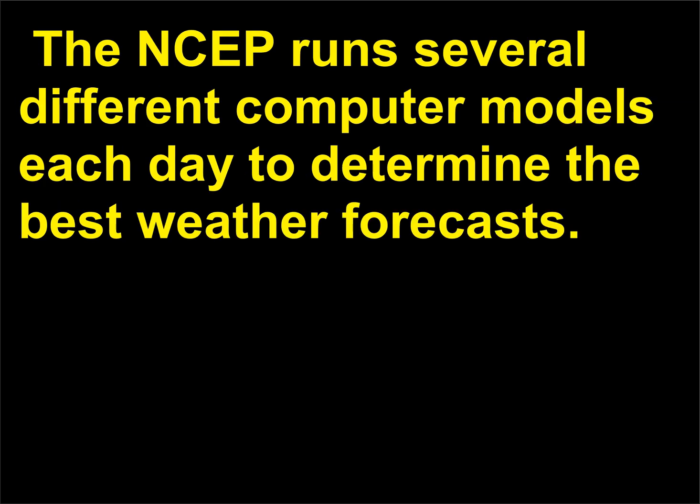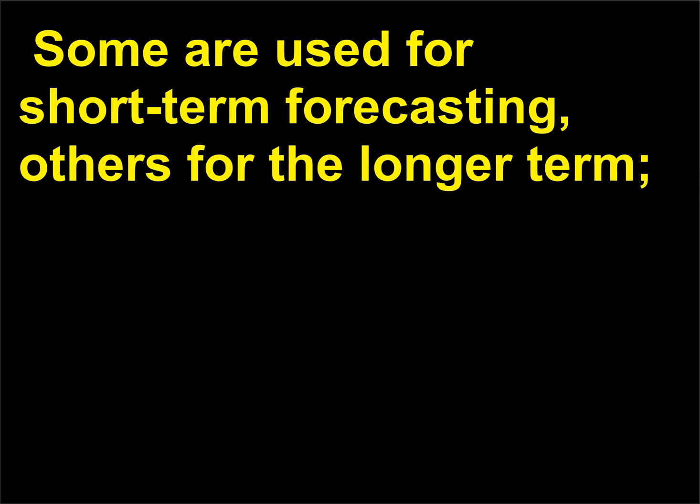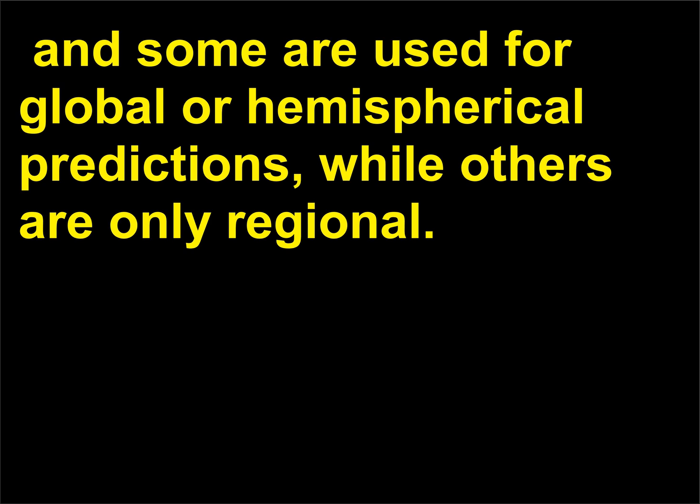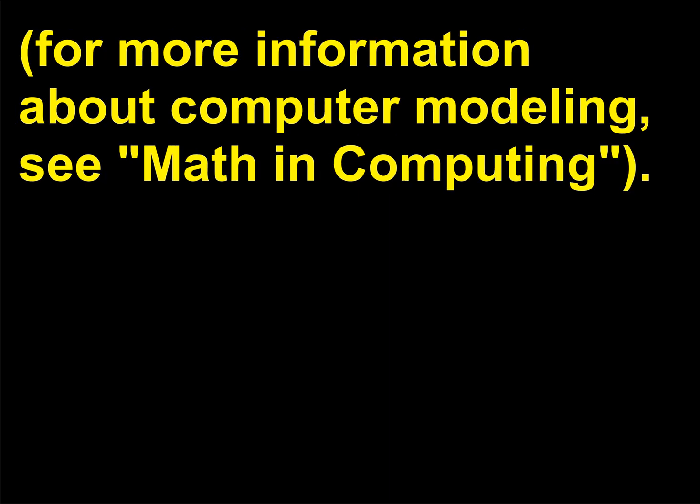The NCEP runs several different computer models each day to determine the best weather forecasts. Some are used for short-term forecasting, others for the longer term. And some are used for global or hemispherical predictions, while others are only regional. They include several mathematically intensive computer models. For more information about computer modeling, see Math in Computing.